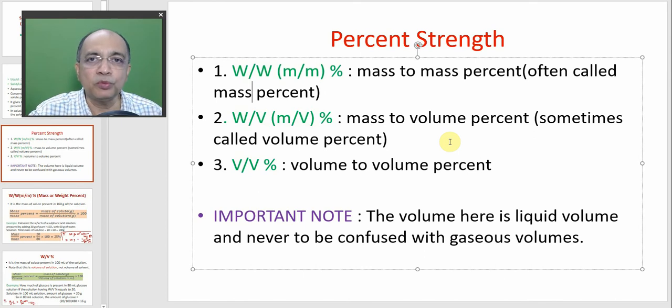In gaseous volume, we will be using molar volume 22.4 liters at STP. But in aqueous volume or liquid volume, the 22.4 liter concept will not be applicable, right? And the third one is volume by volume, volume to volume percent. We shall be discussing these things in detail now. The important note you must remember, the volume here is a liquid volume and is never ever to be confused with gaseous volume.